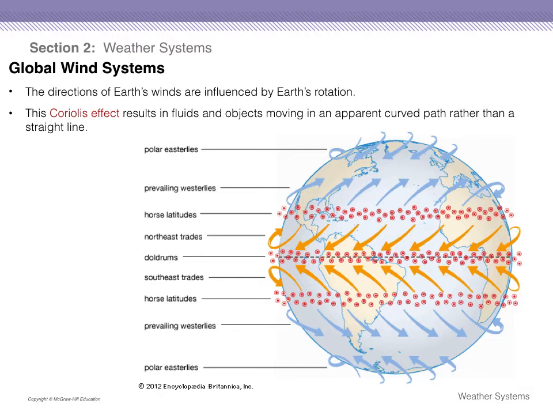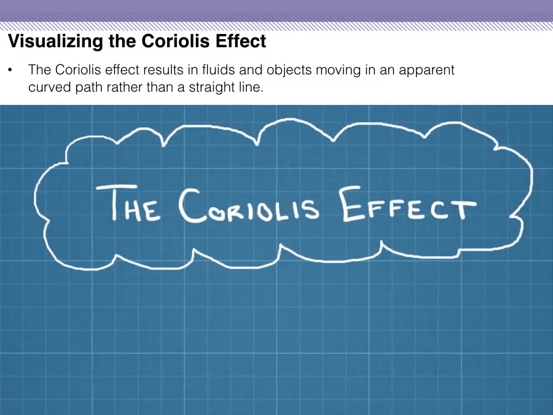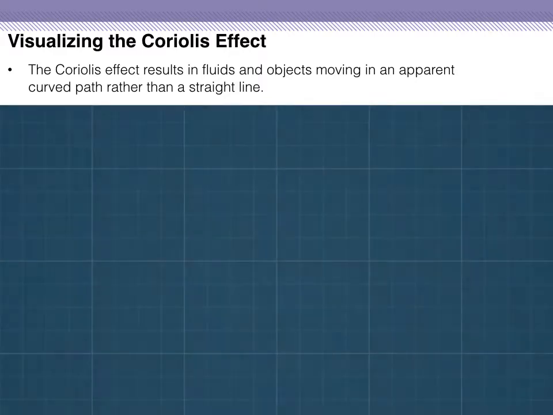Now, when you talk about wind direction, when you say it's an easterly, it's coming from the east. Same thing with a westerly, comes from the west. So when you're talking about wind direction, it's its source. The Coriolis effect results in fluids moving in an apparent curved path rather than a straight line. Now, I've said that before, so let me show you what it looks like.